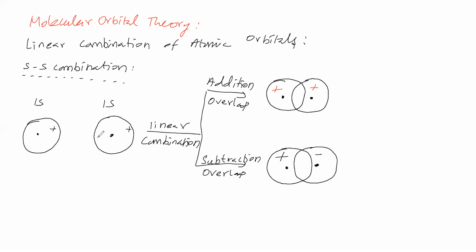Okay, these two atomic orbitals undergo linear combination. Here the dot indicates the nucleus, and this plus sign indicates the sign of psi. Psi is called the wave function. Here also the sign of psi is positive. Like this we have taken. We need not say only positive; if you want to say negative, you can give negative.